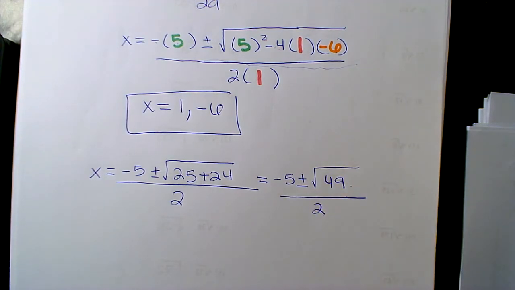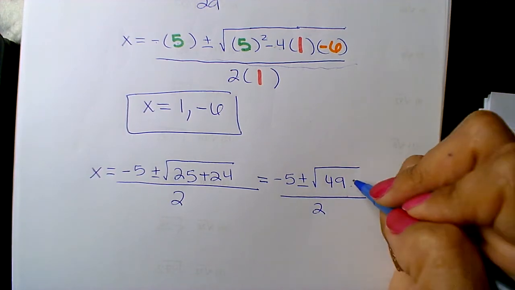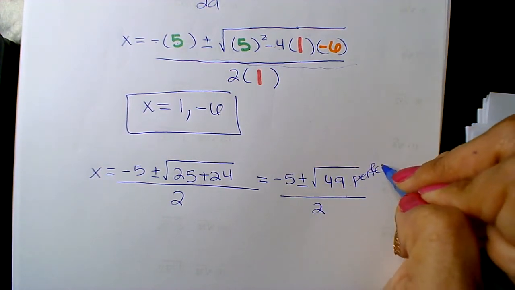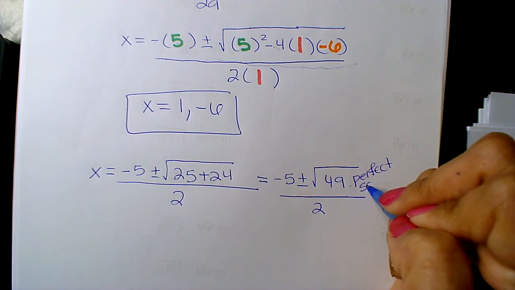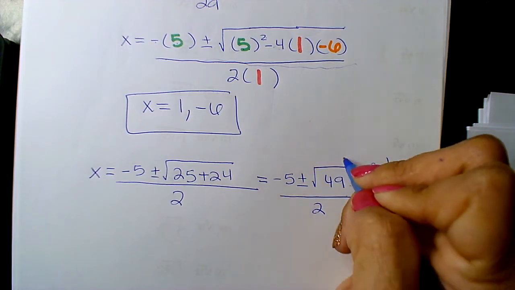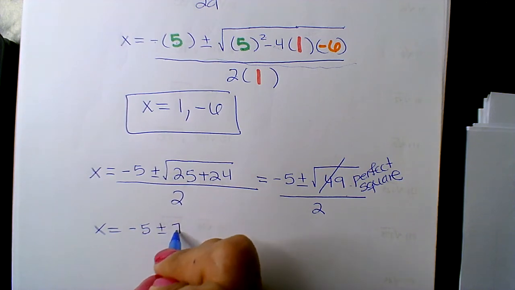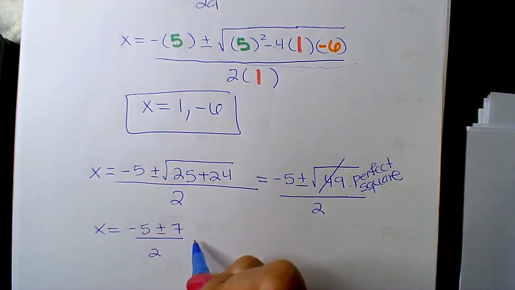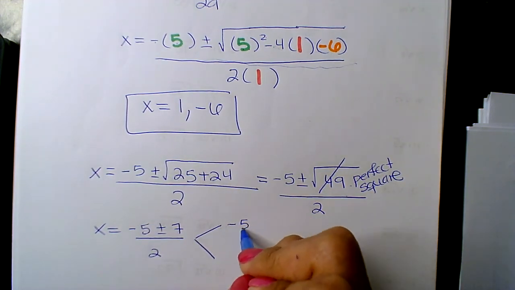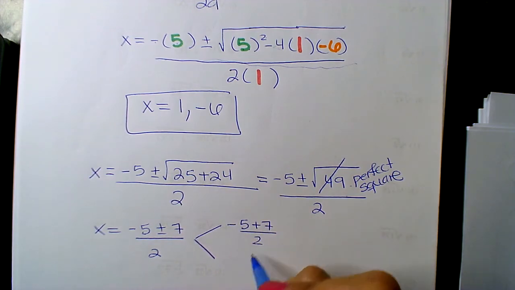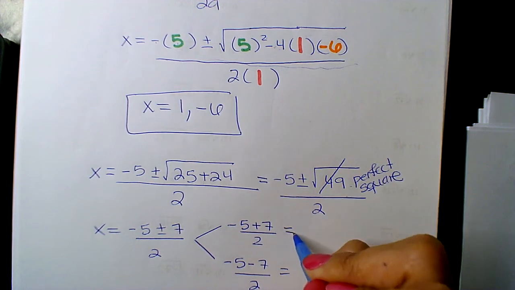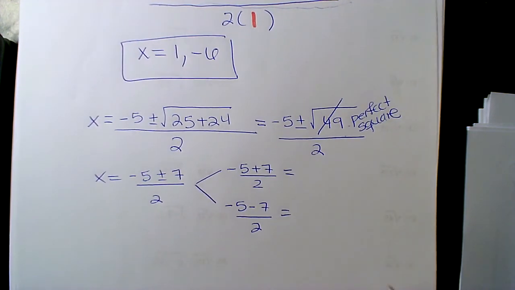2 is the denominator. And now you have a beautiful perfect square. What's the square root of 49? 7. So this is going to become 7. And now you do your two cases. By the way, the division of the denominator is the last step you do. It's a very common question. It's the last step you do.